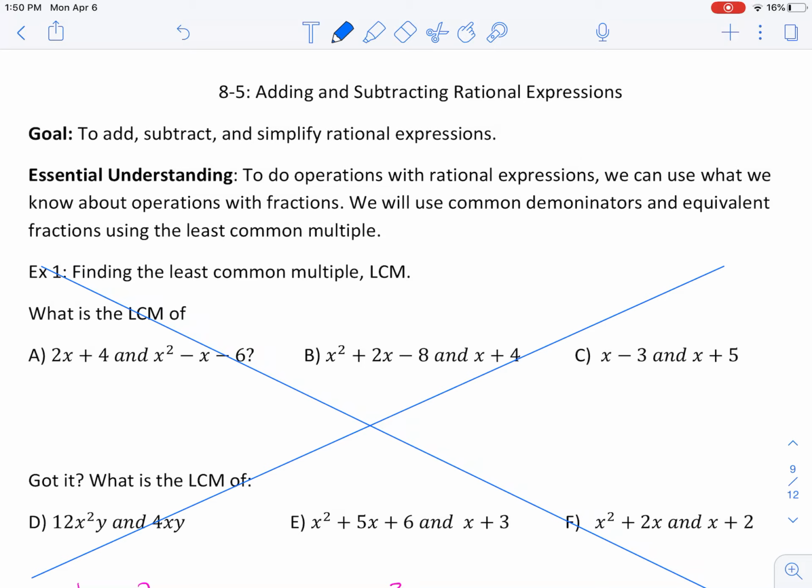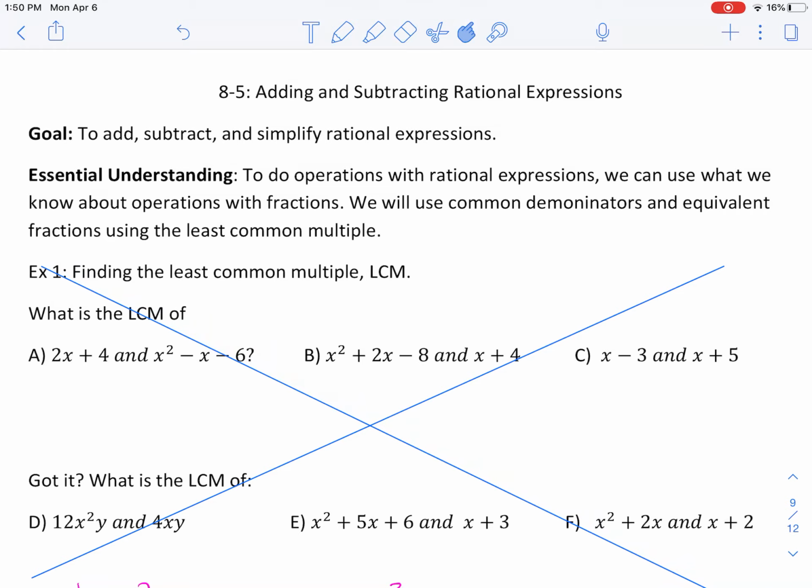Hello everyone, we are covering 8.5 in this video. 8.5 is on adding and subtracting rational expressions. Our goal is to add, subtract, and simplify rational expressions. To do operations with rational expressions, we can use what we know about operations with fractions. We will use common denominators and equivalent fractions using the least common multiple.